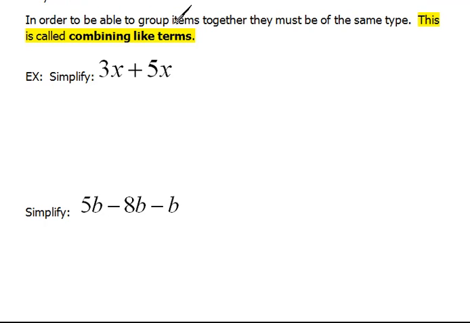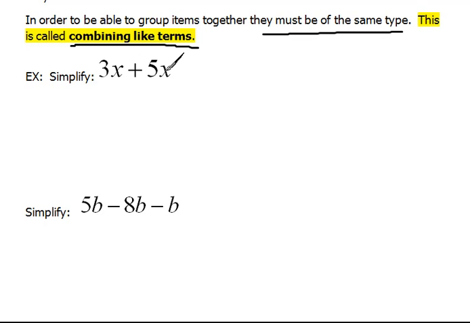In order to be able to group items together, they have to be of the same type. We can say we have 3 triangles because they're all the same, so we can group them all together under one label. This is called combining like terms. It's extremely important in algebra, and you're going to be doing it every day from here on out. The only way that you can put things together is if they are the same type of item.